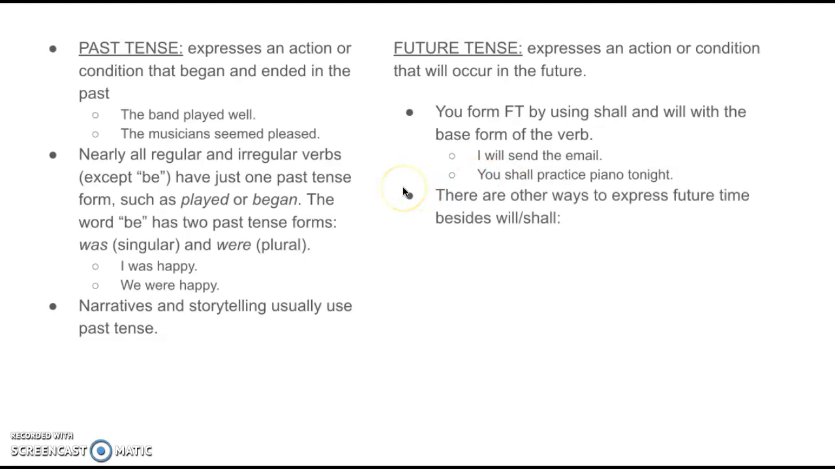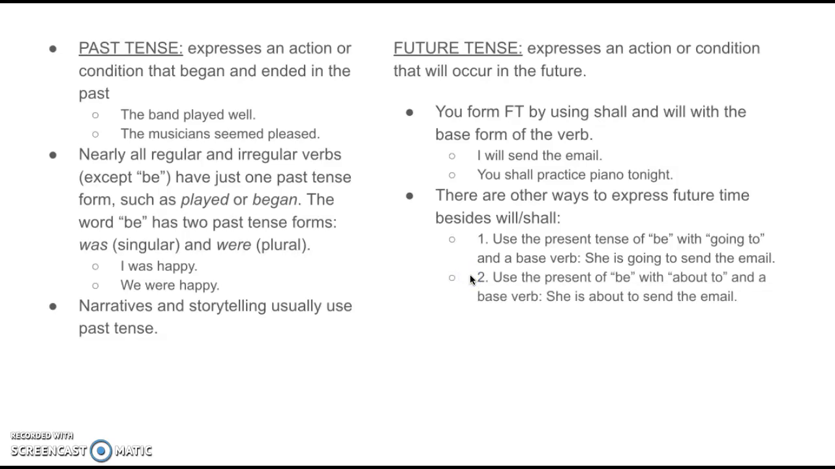There are other ways to express future time besides just using will and shall. For example, you could use the present tense of be, aka is, with the phrase going to plus a base verb. She is going to send the email. Or you could use the present tense of be, is, with the phrase about to and a base form of a verb. She is about to send the email.